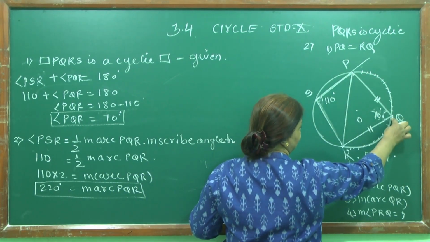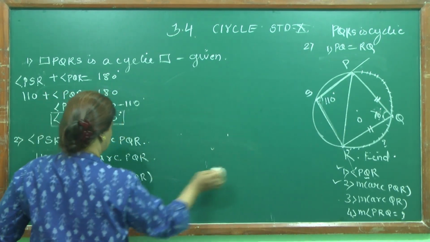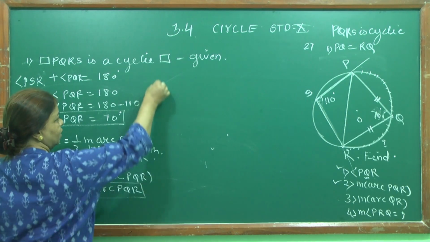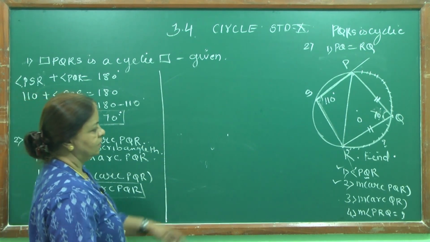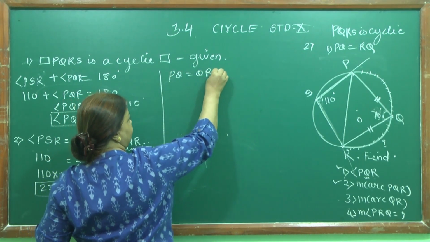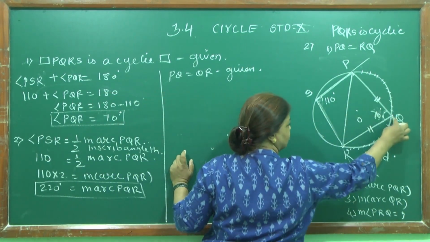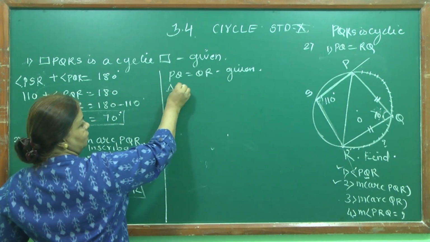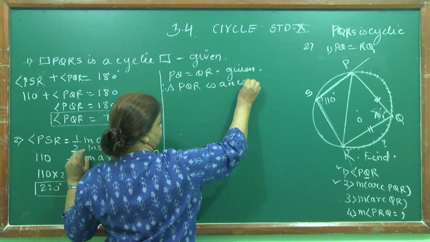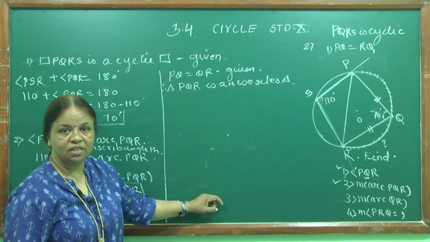Now we know this PQ is equal to QR, given. Let me write this here. Let me draw the line here. It is given that PQ is equal to QR. I can write here PQ is equal to QR, reason given. Fine. So what would happen? See, this would be an isosceles triangle. Therefore, triangle PQR is an isosceles triangle.